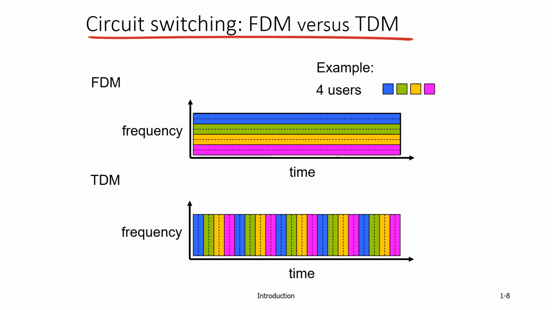Now how can we share this link? We can either use frequency division multiplexing, in which case we are going to allocate a different frequency to each sender and receiver pair. And in the second case, in the case of time division multiplexing, we can fix time slots so that in the first 5 seconds, only the first pair of computers can transmit. In the next 5 seconds, only the second pair of computers can transmit. Next 5 seconds, the third pair of computers can transmit and receive. And finally, in the following 5 seconds, the last pair of computers can communicate with each other.